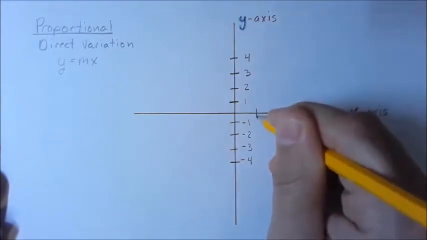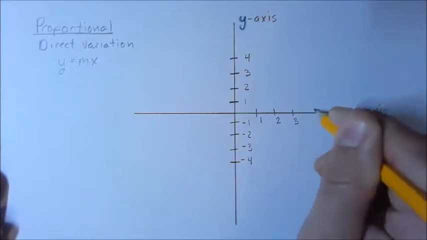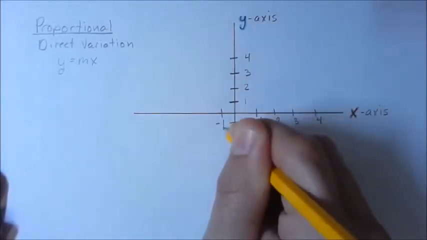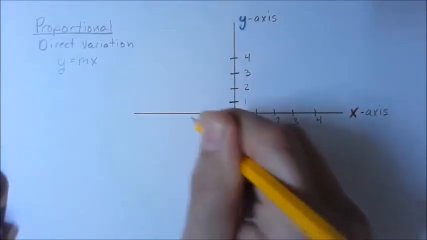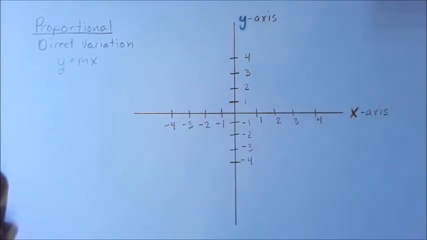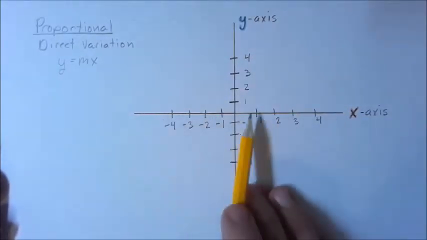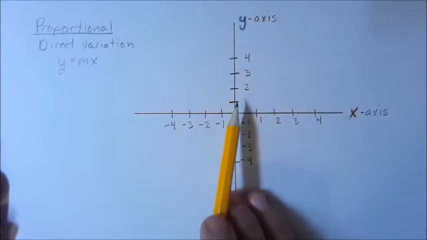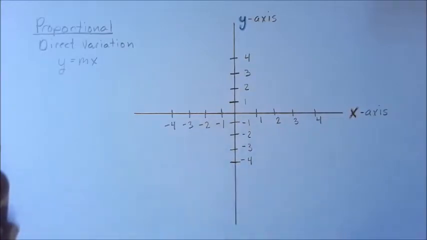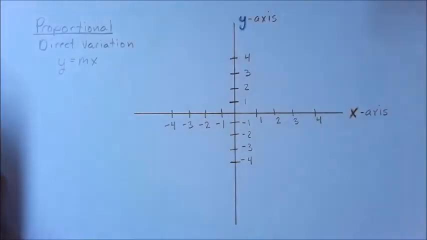Then over here we have +1 on our x-axis, +2, +3, +4, and on our y-axis we have -1, -2, -3, -4. Alright, so on my x-axis I have my negative numbers to the left, my positive numbers to the right, and on my y-axis I have my positive numbers up and my negative numbers going down. So this is how we should have it. Now you can put as many marks as you want depending on how you're going to make your graph.